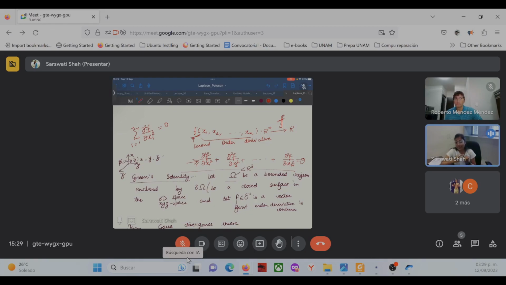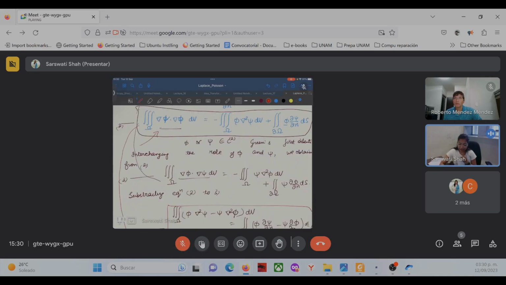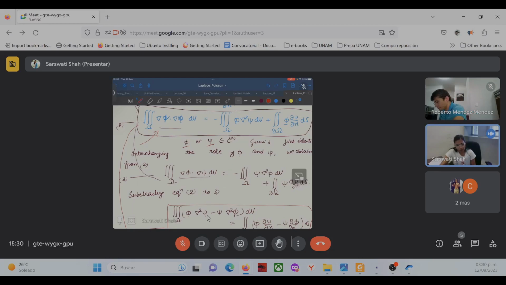It means its second order derivative is continuous. So we are going to use the Green's identity, because in the Green's identity the functions phi and psi should belong to C2, and that is a property of a harmonic function. So it will be easier for us to use this identity.